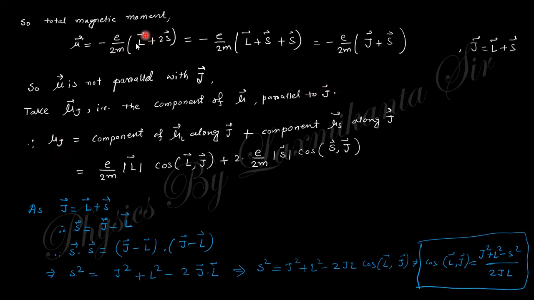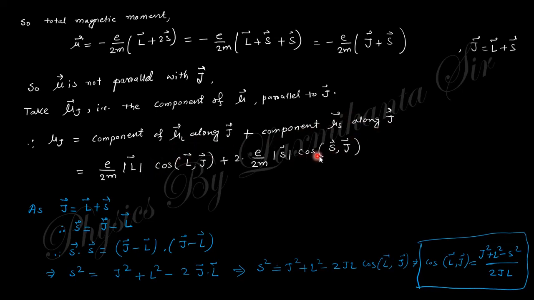So from this relation, you can say that mu J is the component of mu L along the J direction plus the component of mu S along the J direction. So in case of mu L, you can write e by 2m mod L cos(L, J), and the component of mu S is 2 into e by 2m S cos(S, J). This is the angle between L and J, because in case of the component, this cosine arises.